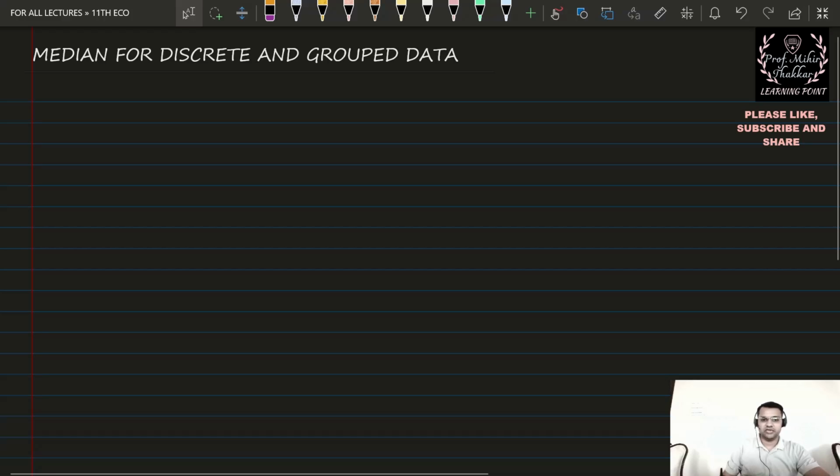So now the next thing that we have is the median for the discrete and the group data. Now we already know that the discrete data is nothing but a data in which the observations and their corresponding frequencies are given. So what is the formula for the median for discrete data?